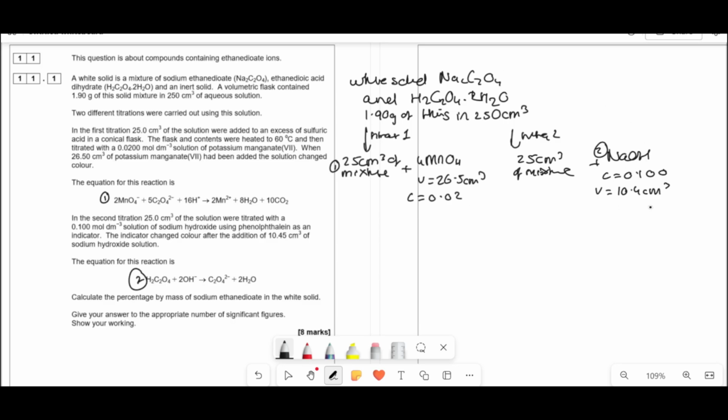So we've done this, we've established all the facts, and it says calculate the percentage by mass of sodium ethanedioate in the white solid. So the objective is to find the percentage by mass of Na2C2O4.